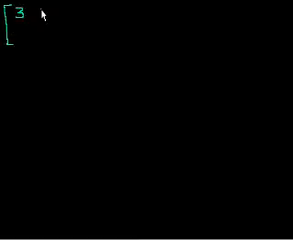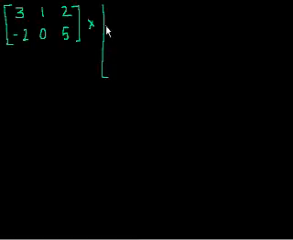3, 1, 2, minus 2, 0, 5. And let's say I want to multiply that times the matrix minus 1, 0, 2, 3, 5, 5. I'm just making up these numbers.